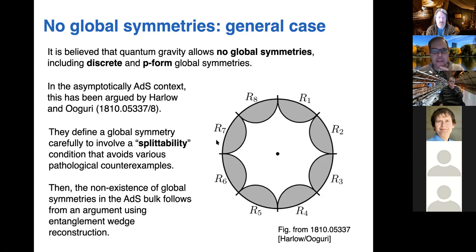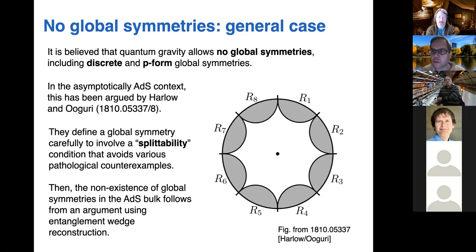So the claim is that they can prove that there are no global symmetries in asymptotically AdS quantum gravity, and not just for continuous symmetries like the ones that the Banks and Seiberg argument applies to, but for absolutely anything, discrete global symmetries, higher form global symmetries, which I'm going to define in a little bit. So they claim to have a completely general argument as long as you accept holography and asymptotically AdS quantum gravity.